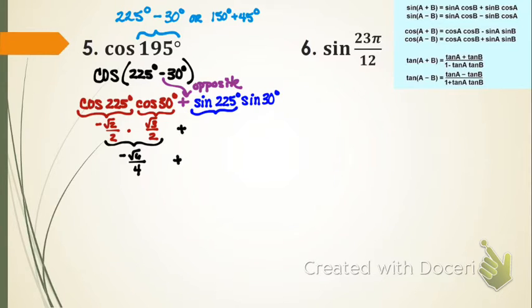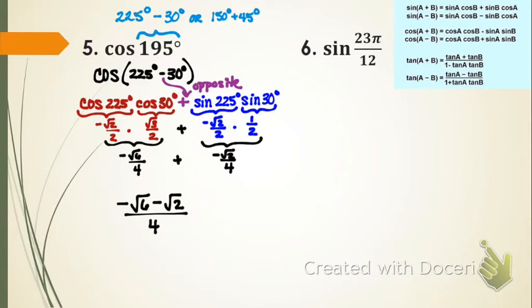You said 225 degrees is in the third quadrant, so tell me about the sine value. It is also negative. Yep, negative root 2 over 2. Sine of 30 degrees, that's my 1/2. Multiply those two together, and I get what? Negative square root of 2 over 4. Can I write this as a single fraction? Yes. Negative square root of 6 minus square root of 2 all over 4.